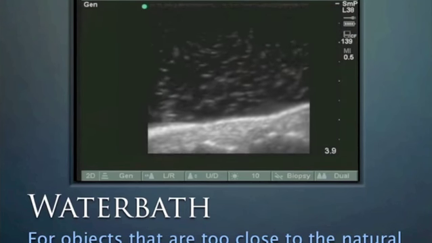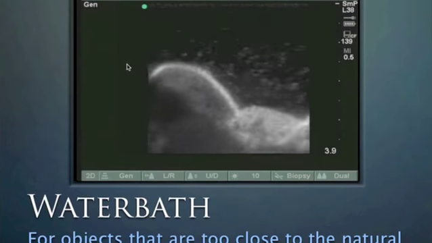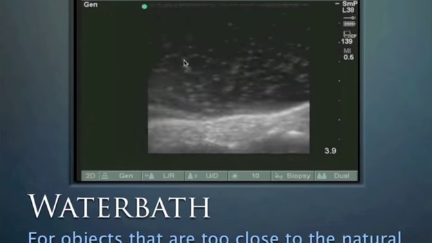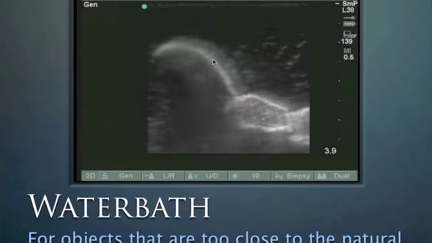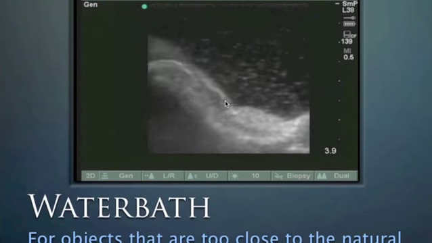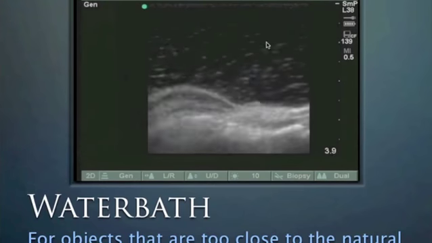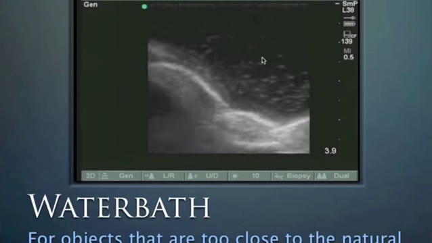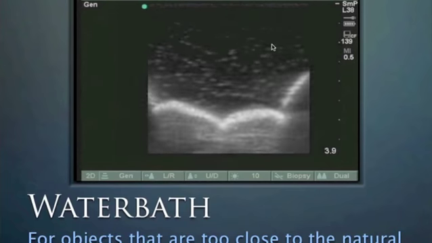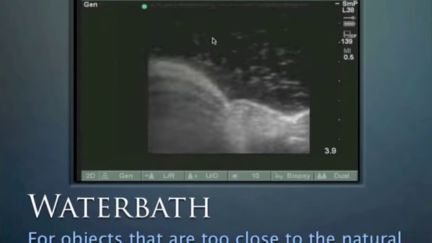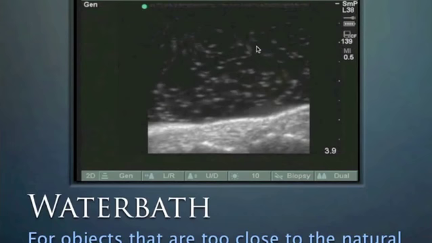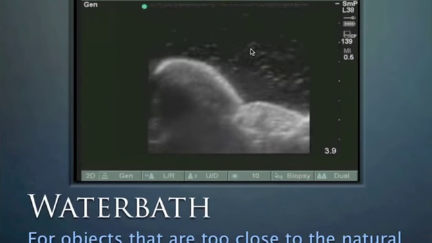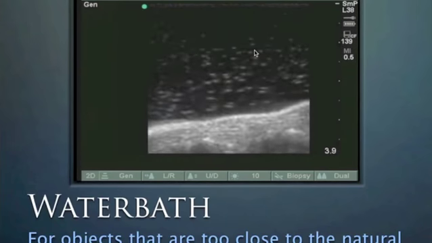This is what a water bath looks like here for objects that are too close to the natural focal point of the transducer. This is just the palmar surface here of the finger, and we can see all these specular reflectors, this hyperechoic sort of snowstorm that we see in here. That's air in the water, and that's what it looks like when it hasn't settled out of the water yet. A little bit of air still in this water bath.